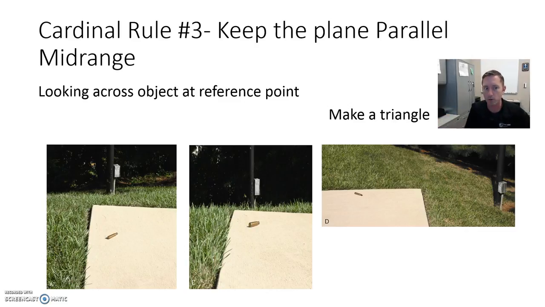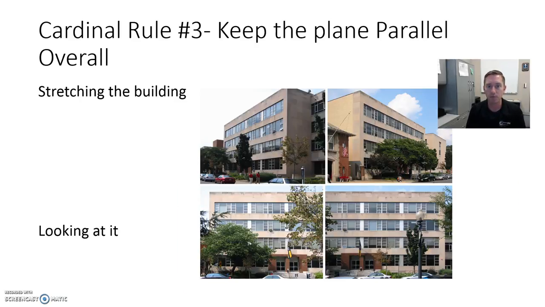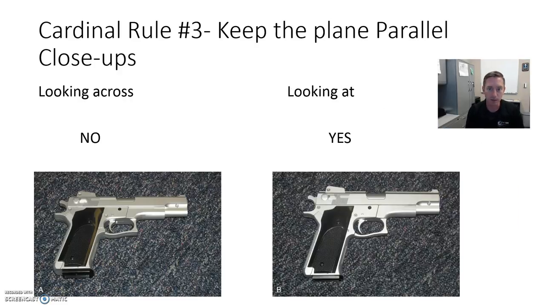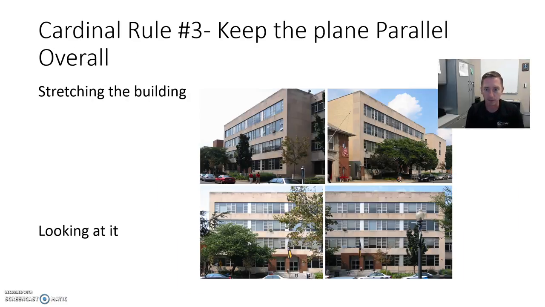Now we end up with proportions that are proper. So keeping the plane parallel is basically the rule of thirds, the third cardinal rule. But keeping in mind, not everything's going to be perfectly parallel. Where this one really gets its name from is this. This is where this rule came from. And we still call it keeping it parallel, even though we're talking about making a triangle or going straight at an object.